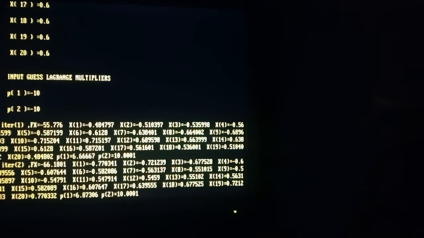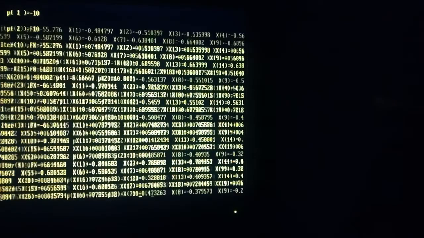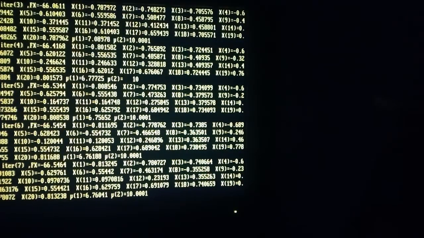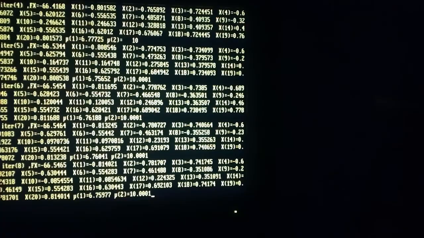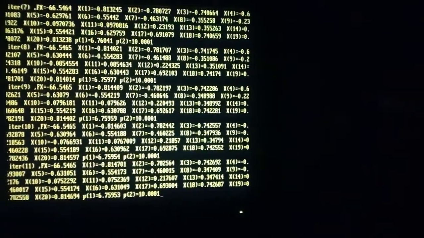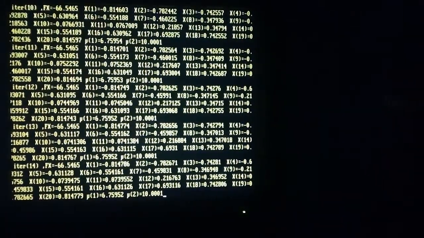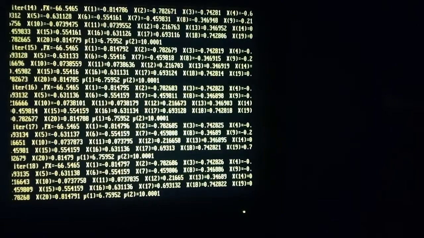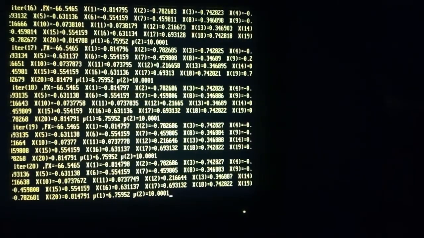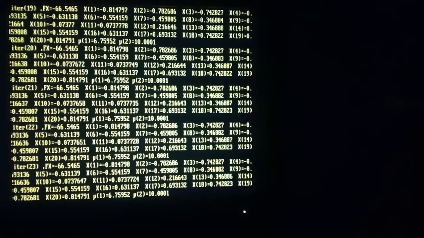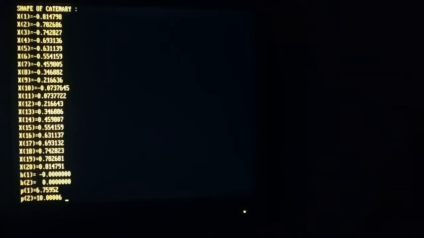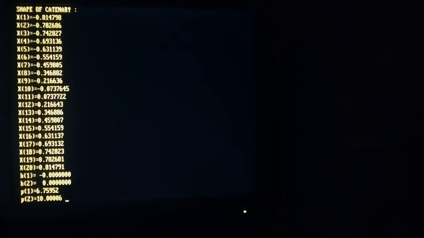So let's iterate this. Let's do iterations 3, 4, 6, 10, 11, 12, 20, 21, 22, 23, 24. Okay, got it. This is the solution. This is the solution of the catenary.